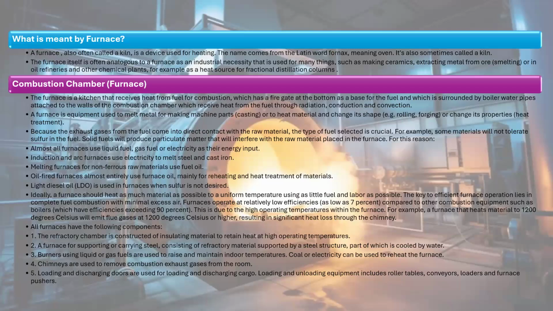Ideally, a furnace should heat as much material as possible to a uniform temperature using as little fuel and labor as possible. The key to efficient furnace operation lies in complete fuel combustion with minimal excess air. Furnaces operate at relatively low efficiency, as low as 7%, compared to other combustion equipment such as boilers, which have efficiencies exceeding 90%. This is due to the high operating temperatures of the furnace.